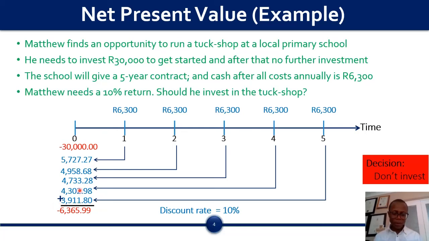3911.8. If you add all the cash flows, net present value of all the cash flows minus the initial investment, it gives you a negative 6365.99. Matthew should not invest because NPV is negative.